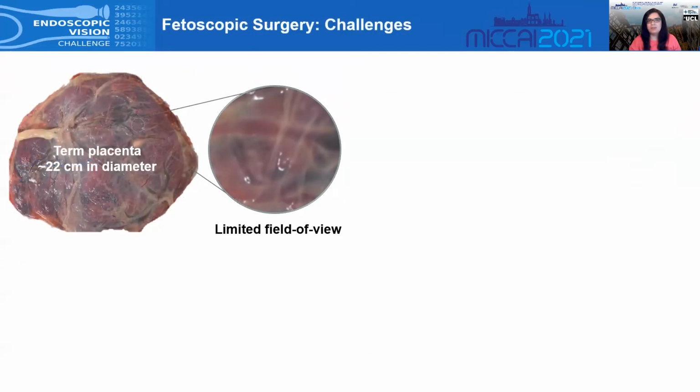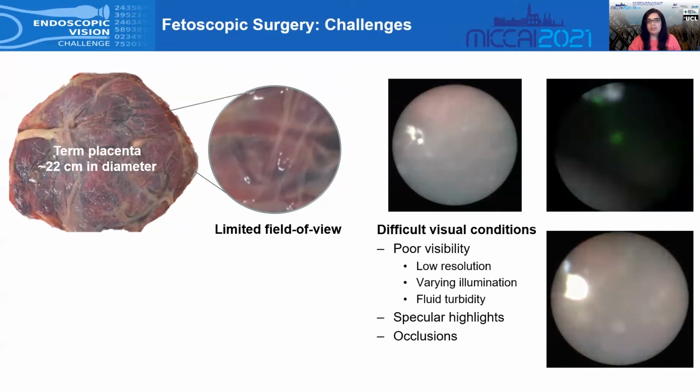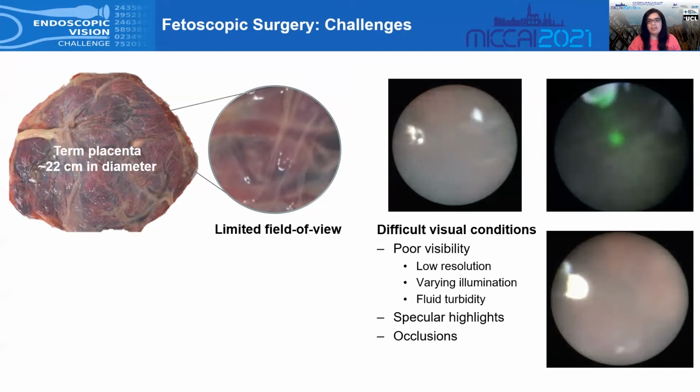This is a highly challenging procedure because the field of view is very limited. Moreover, the visual conditions are very difficult and they vary a lot from one patient to another, as you can see in these three examples. There are conditions such as poor visibility, low resolution, varying illumination, fluid turbidity, and also specular highlights and occlusion occurring in a fetoscopic scene all the time.